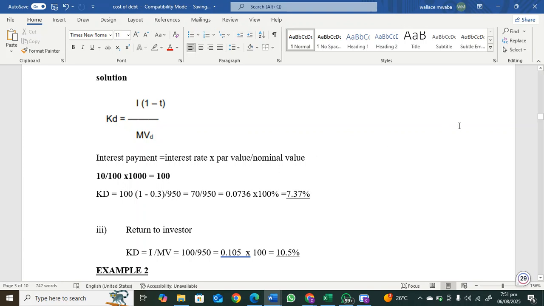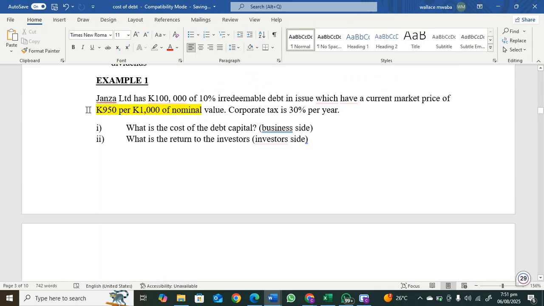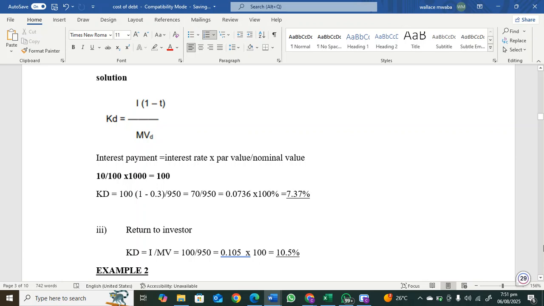Okay. So this debt is irredeemable, meaning it never matures. The story goes like this: you pay 950 kwacha, and then you just receive interest. Year one, interest payment of 100 kwacha. Year two, 100 kwacha. Year three, 100 kwacha. The debt won't mature. You just keep getting your interest payment of 100 kwacha every year. Okay, that's how irredeemable debt works. You just buy it and you just receive interest payments.